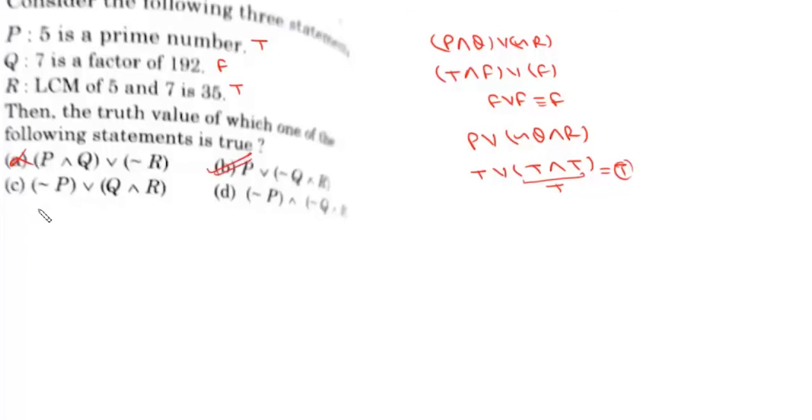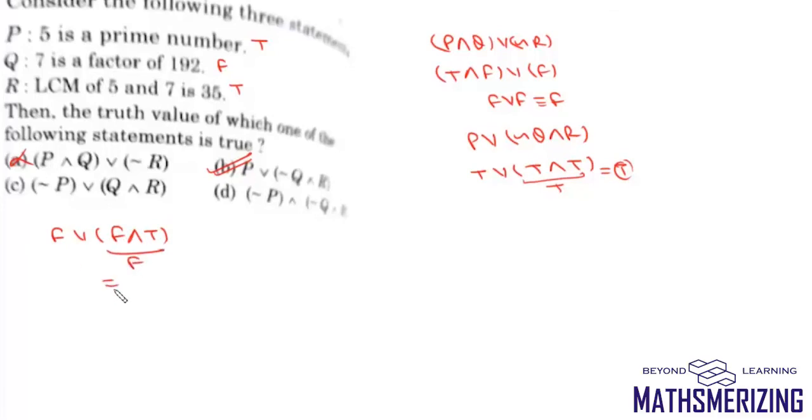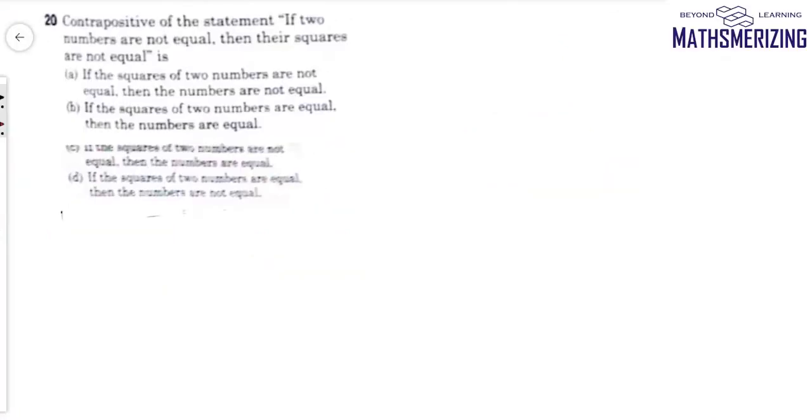Now we look at this statement C. Now what's not P? Not P is false, or this is false and true. False and true is false. False or false is simply false. So the statement C is incorrect and D is not P. Not P is false. Now false and anything is simply false. So the only statement among A, B, C, D which is true is this statement B, which is P or not Q and R.